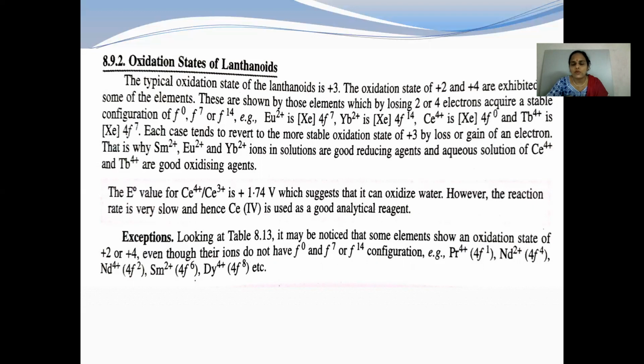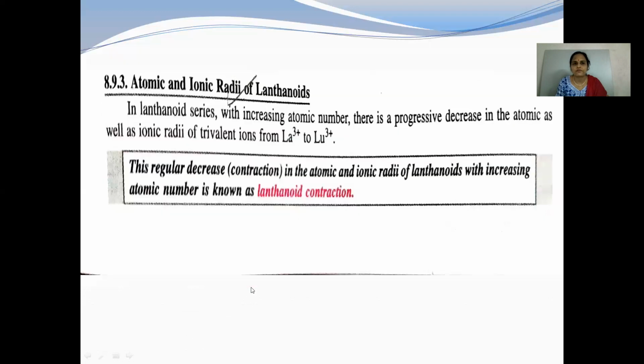Exceptions: it may be noticed from the table that some elements show an oxidation state of +2 or +4 even though their ions do not have f0, f7, or f14 configuration. Example: Pr in +4 state, 4f1; Nd in +2 state, 4f4; Nd in +4 state, 4f2; Sm in +2 state, 4f6; Dy in +4 state, 4f8, etc.